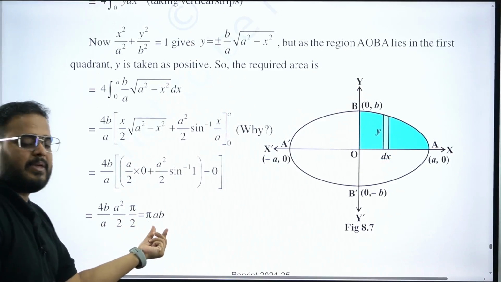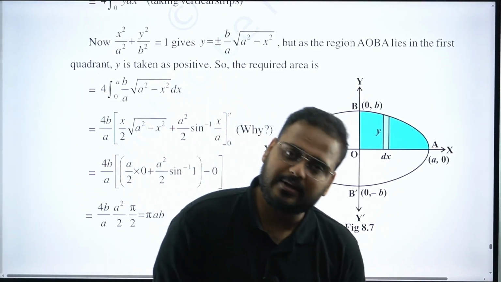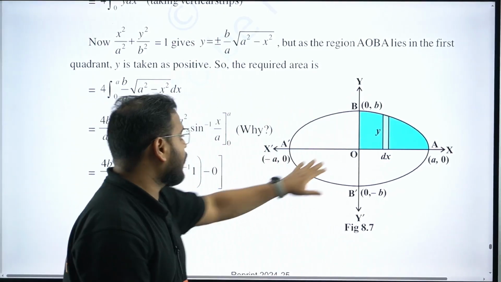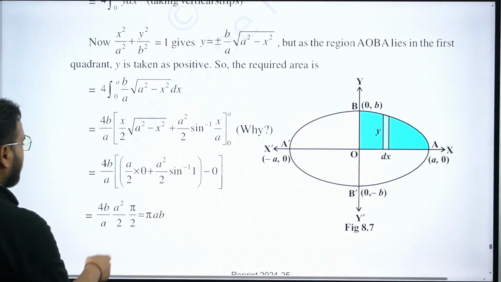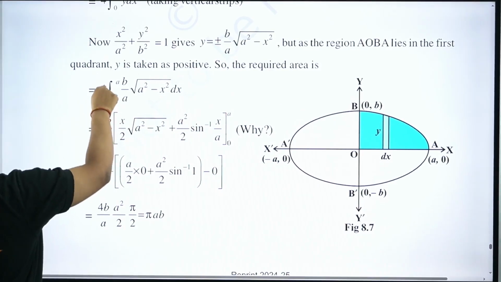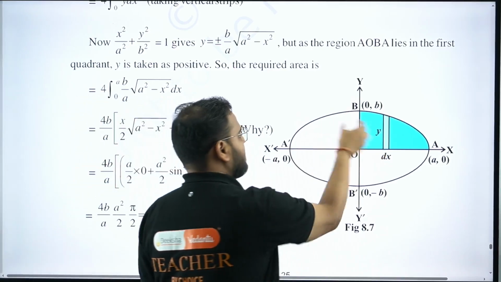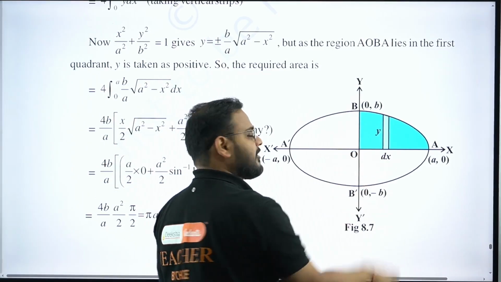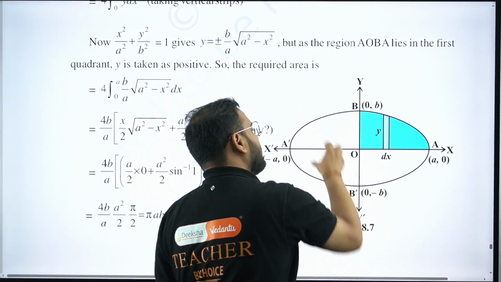What is the answer? Pi AB. For a circle, it was pi a square. This is the area of all 4 parts. So you get pi AB by 4 as the area of one part. Then you multiply 4 to it. Why? Because of symmetry. This and this are symmetric, so all 4 parts are equal.